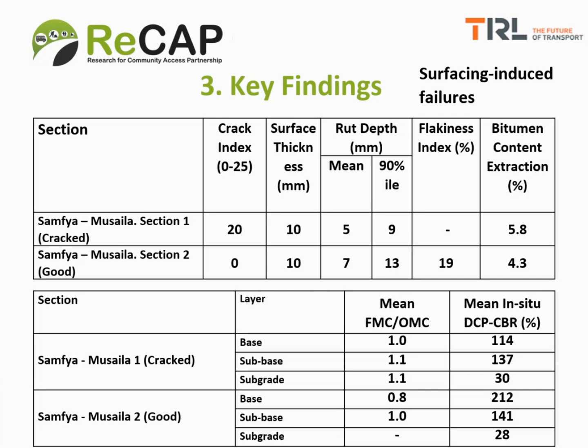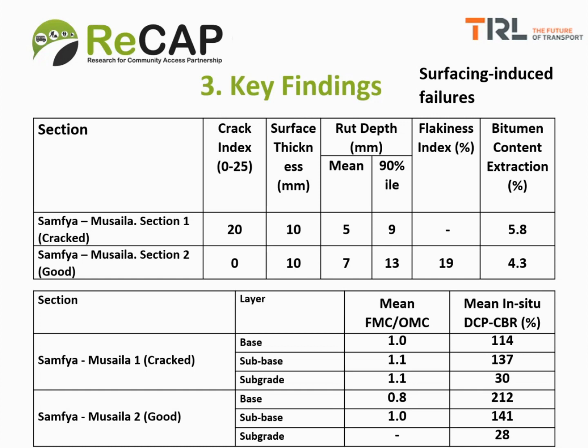Now, when you look at the second table, you realize that the moisture content in the first section is higher than in the second section. Correspondingly, the in situ strength of the first section, at least for the base course, is almost half of the strength of the base course of the second section. This is because rainfall has been ingressing through the cracks in the first section and continuing to weaken the base course. Over repeated cycles of rainfall events, this will lead to permanent deterioration of the pavement. So it is indeed a typical indication of how pavement failure can be induced.